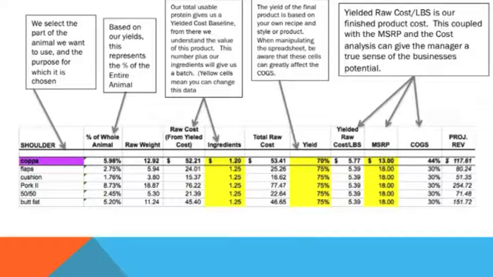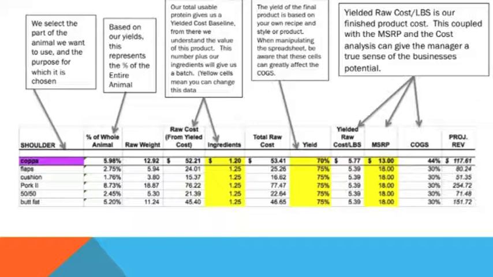Now these yellow numbers here are hard entries, so you can adjust these based on your recipe costs, which brings my total raw cost up to $53.41. I'm going to lose 30% on that product, which brings my yielded cost to $5.77 a pound. That is the most important information there, because this is where you determine what you can charge for it.